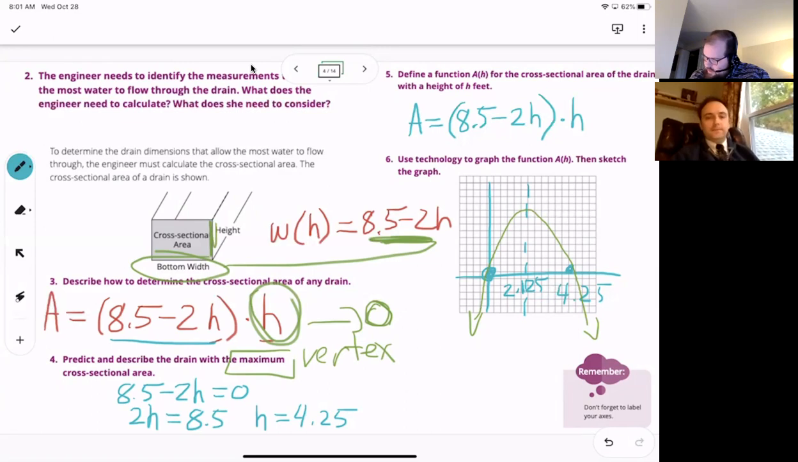So this would be height. And then we said this is maximum area, so that's area, which they're calling A of H. I just called it A. And there is a T on the height.